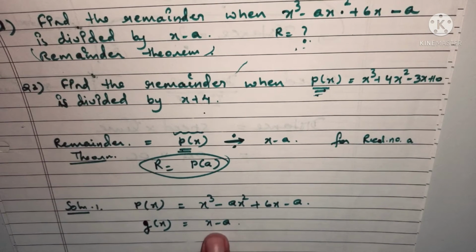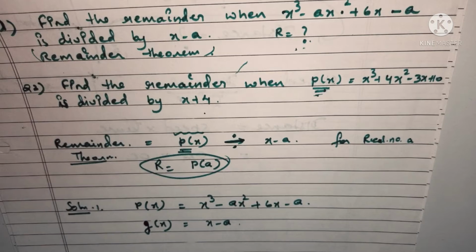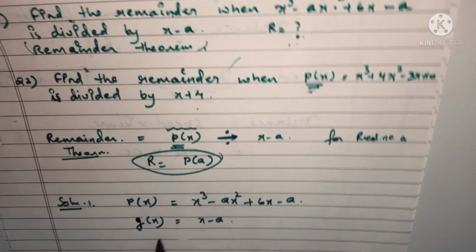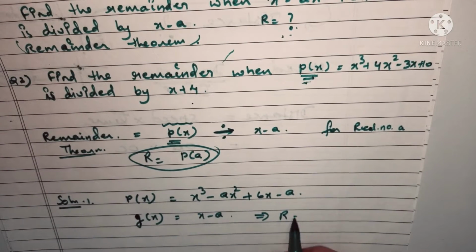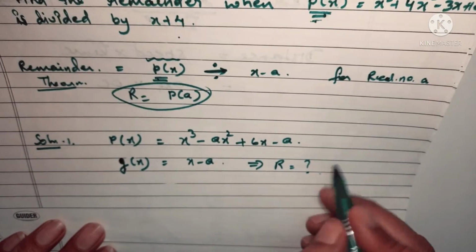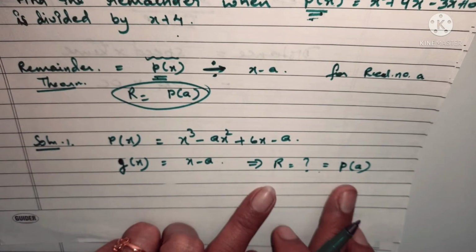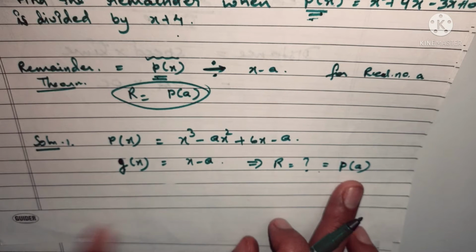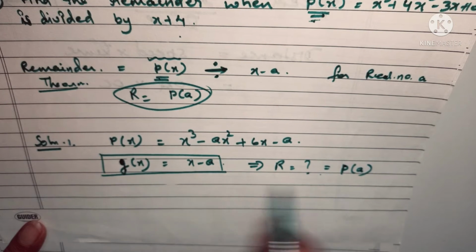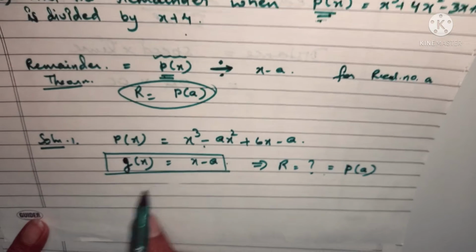Now this x minus a implies that if it is dividing this polynomial, you are going to have a remainder. There is going to exist a remainder, and it is going to be equal to p(a). Why p(a)? Because you will find the zero of this expression, and then you are going to put that value in p(x) and you will get the remainder.